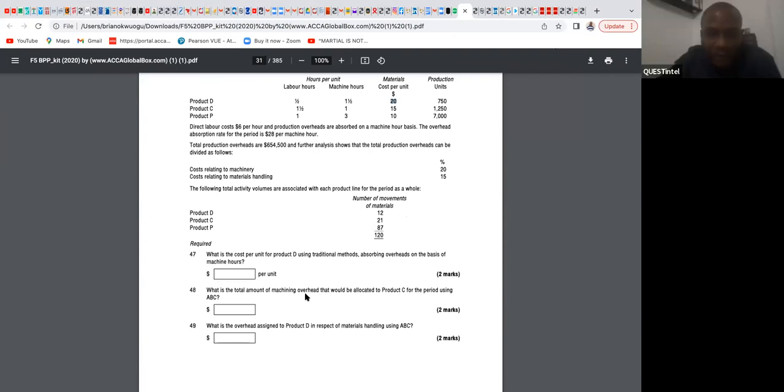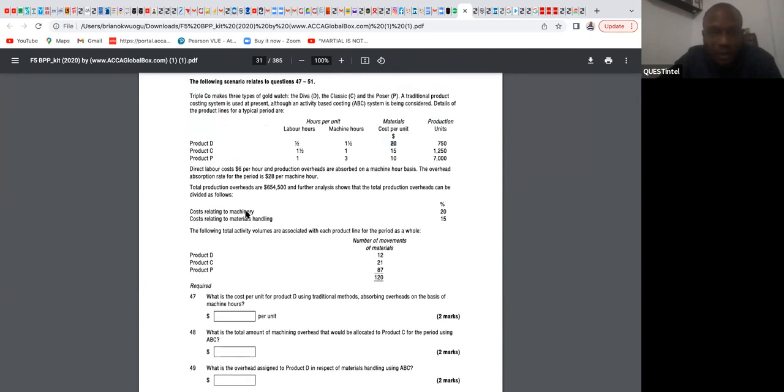The total amount of machining overhead. This was the one for machining. Okay, this was material movement. Okay, machinery. So the total overhead that will be allocated to product C seems very simple. To product C for the period using ABC.